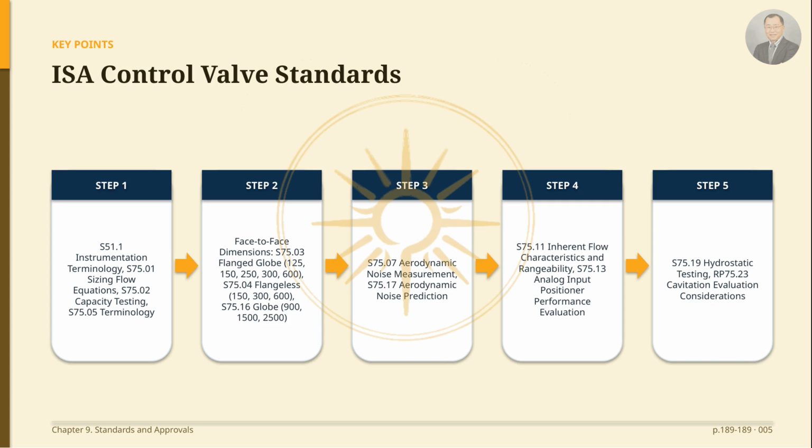S75.25 covers the method of evaluating the performance of positioners with analog input signals. S75.40 covers the hydrostatic testing of control valves, and RP75.23 covers considerations for evaluating control valve cavitation.